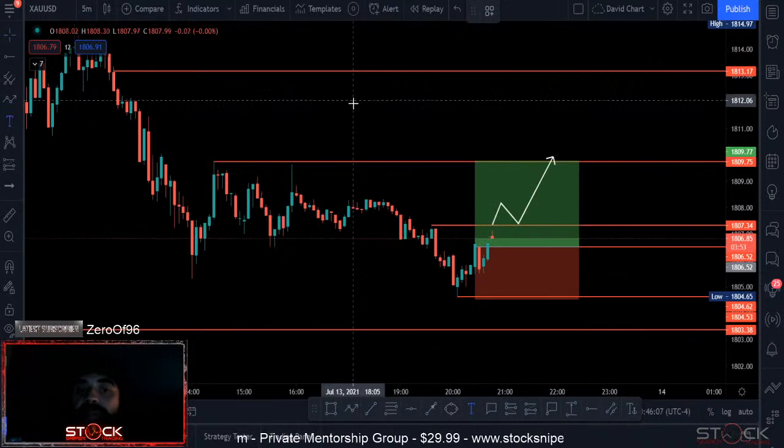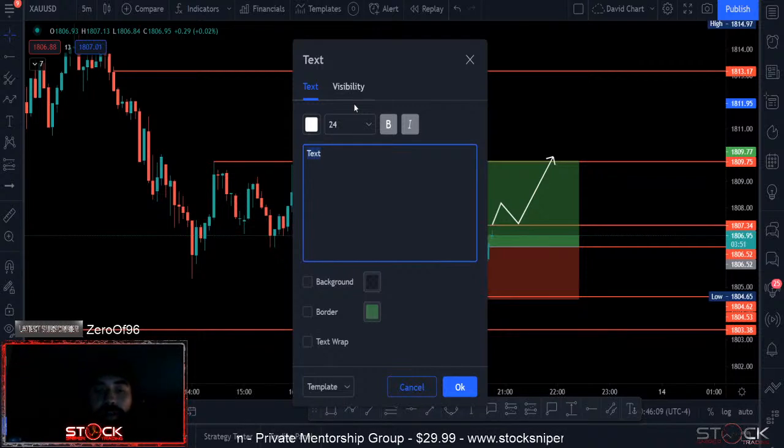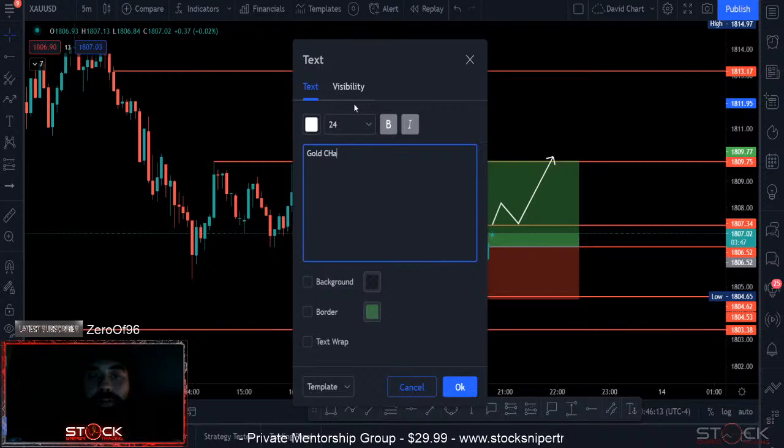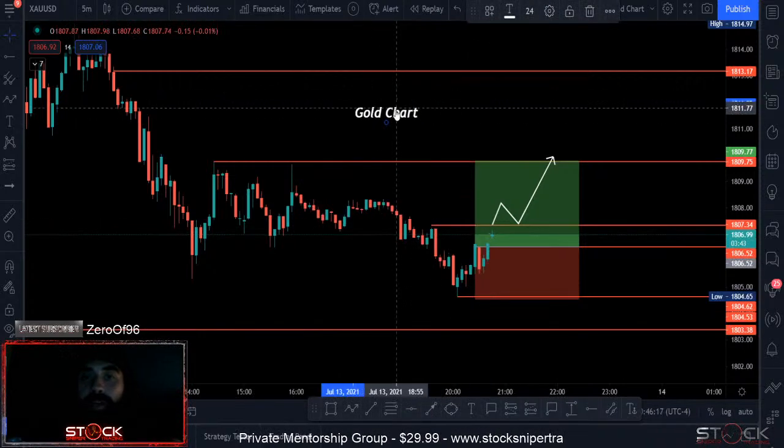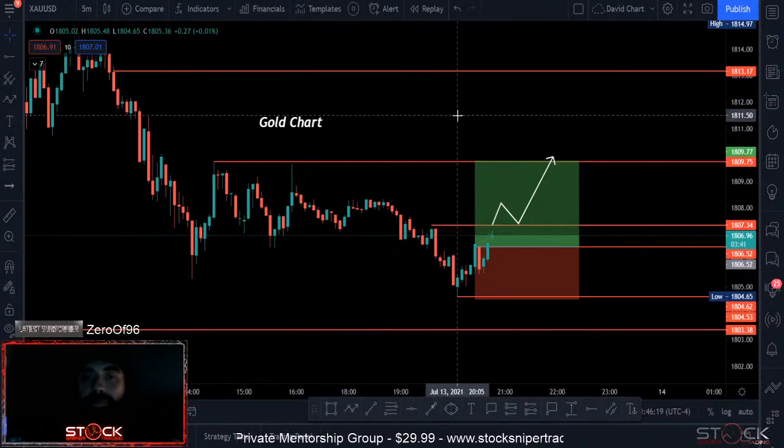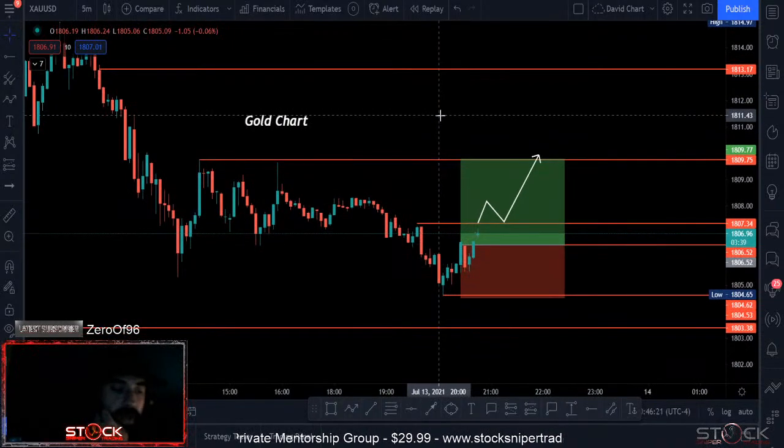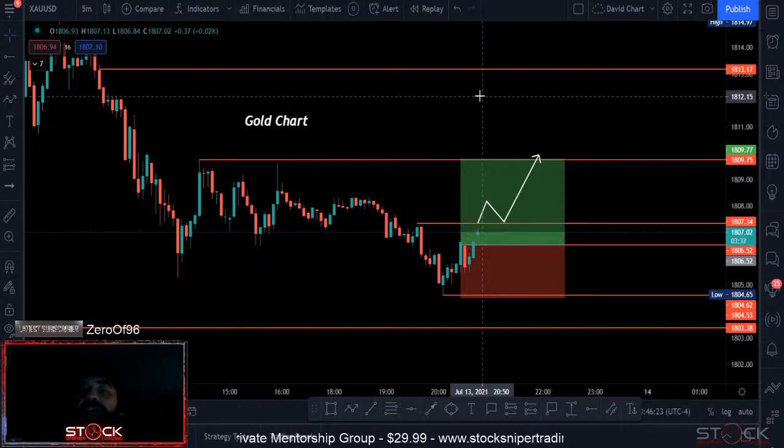Okay, I'm just going to get this charted right here. Gold chart. All right, so let's wait for some more action, maybe happening around 9, because that's when we're probably going to get a nice erratic candle, and it'll determine the trend.